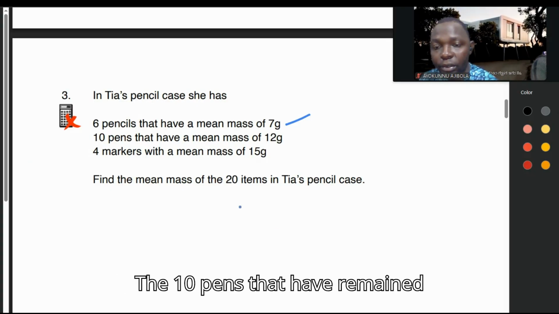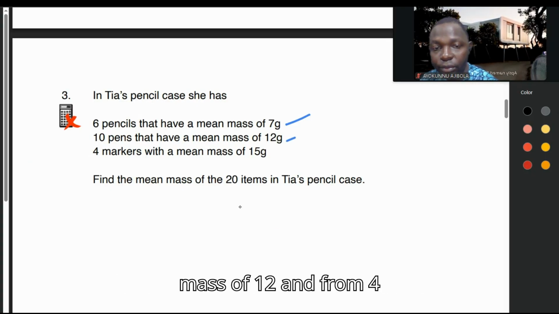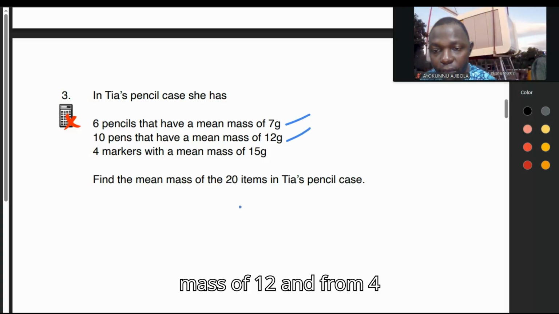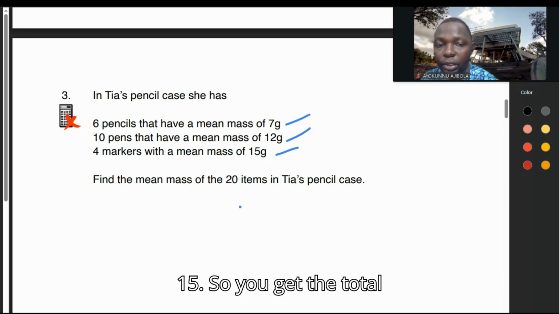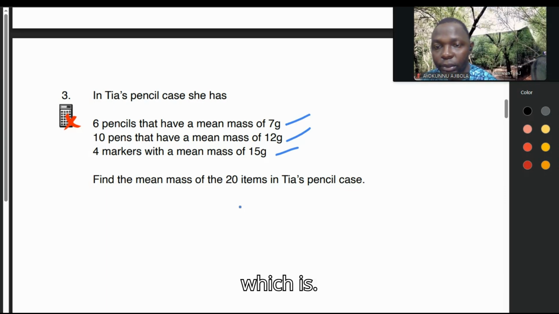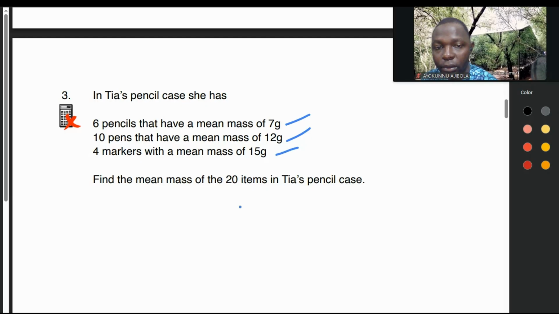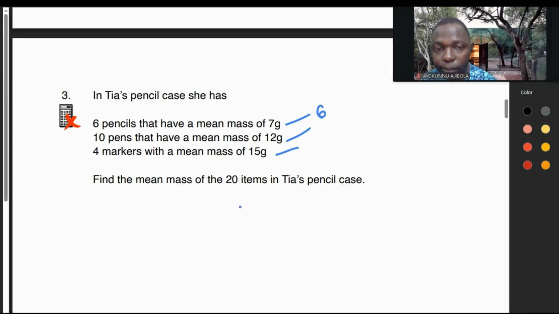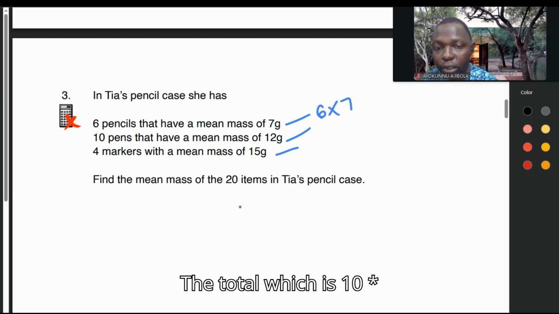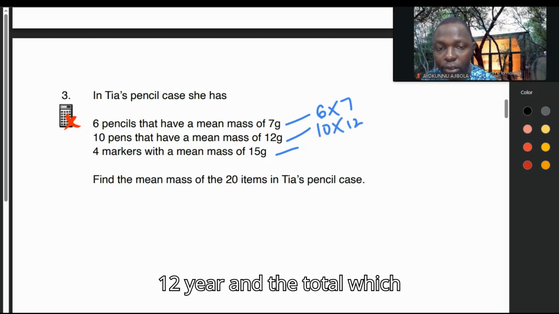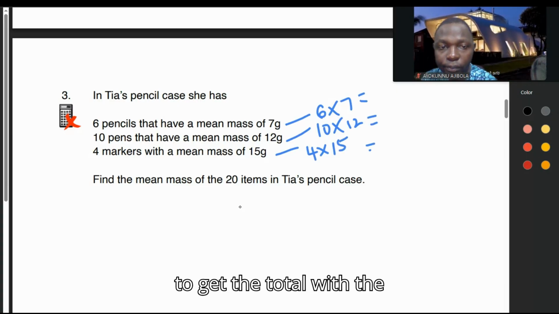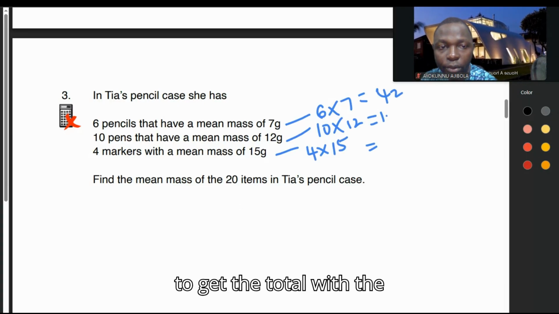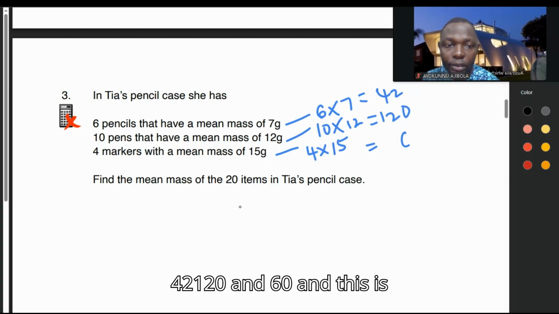grams, then 10 pens that have a mean mass of 12, and 4 markers that have a mean mass of 15. So you get the total, which is 6 times 7 here, the total, which is 10 times 12 here, and the total, which is 4 times 15 here. So to get the total, we get 42, 120, and 60.